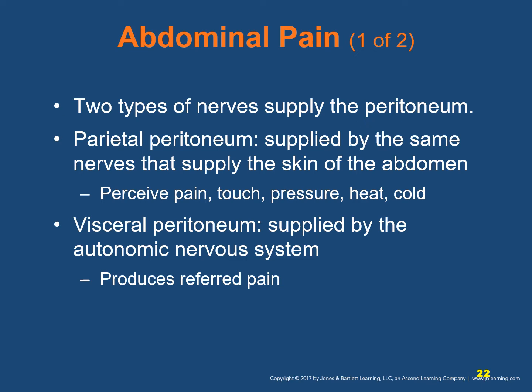As a result, abdominal pain can have different qualities. The parietal peritoneum is supplied by the same nerves that supply the skin of the abdomen. It can perceive pain, touch, pressure, heat, and cold. The patient can easily identify and localize a point of irritation. The visceral peritoneum is supplied by the autonomic nervous system. These nerves are far less able to localize the sensation, so the patient will not be able to describe exactly where the pain is. And it's sometimes called referred pain.